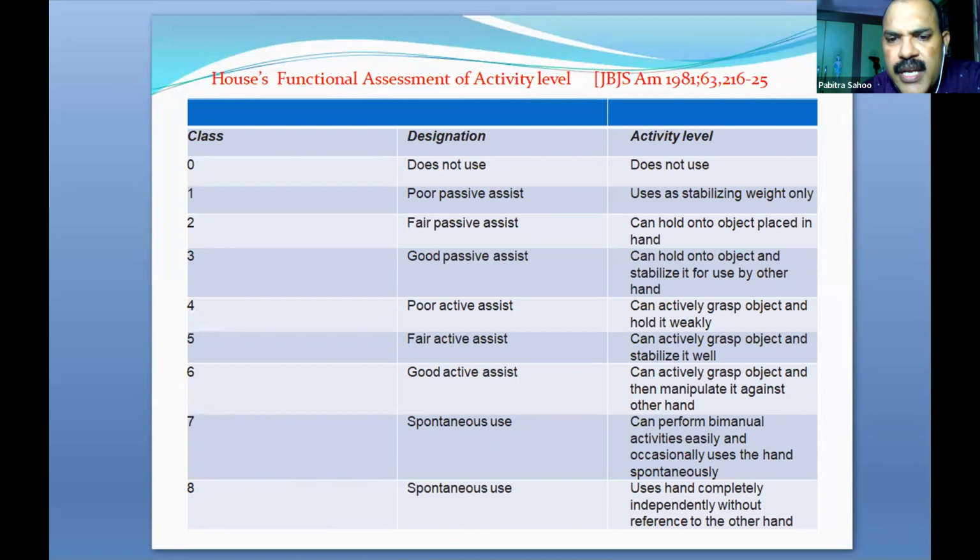Then classes 7 and 8 are spontaneous use. Class 7 spontaneous use means can perform bimanual activity easily and occasionally uses the hand spontaneously. Still dependent on the other hand. In class 8 spontaneous use, they use the hand completely independently without reference to the other hand. So he can use a single hand for all his activities of daily living. This is a beautiful classification. Your results can be recorded by using this classification system.